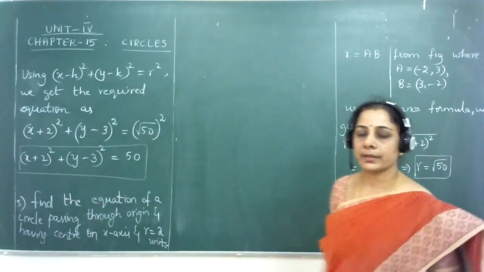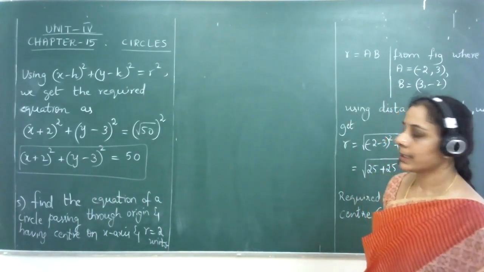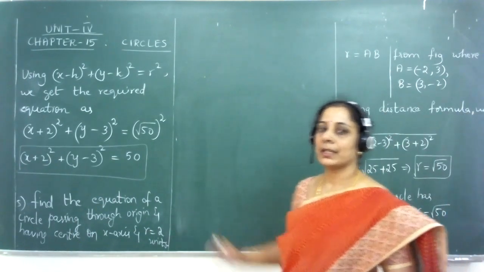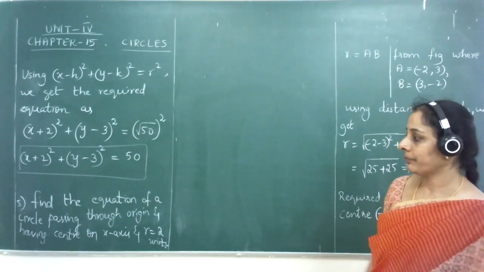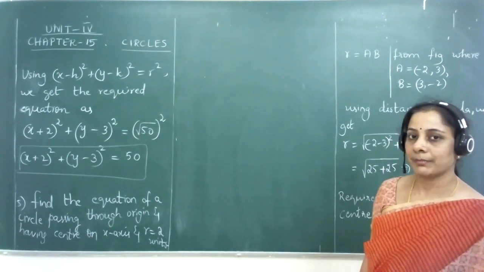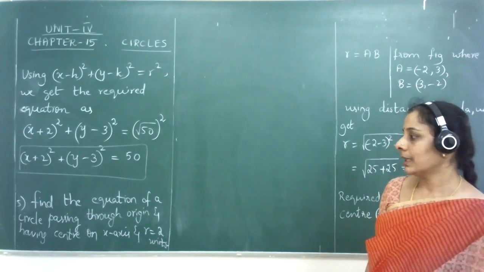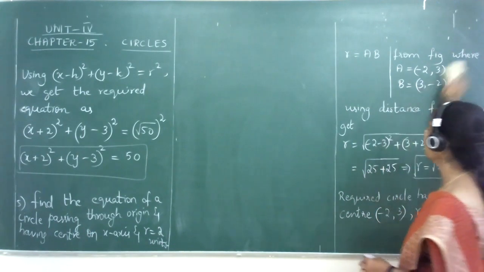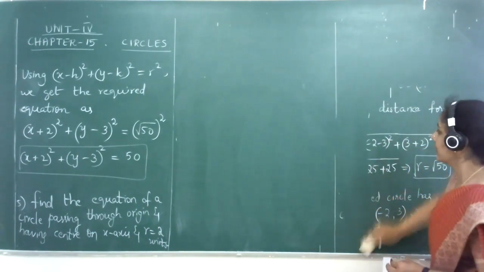With this, we have entered the 5 marker segment in this circles chapter. We will be finding the equation of a circle given different sets of data. And here we have the first one under the segment: to find the equation of a circle passing through the origin, having center on the x-axis, with radius equal to 2 units.